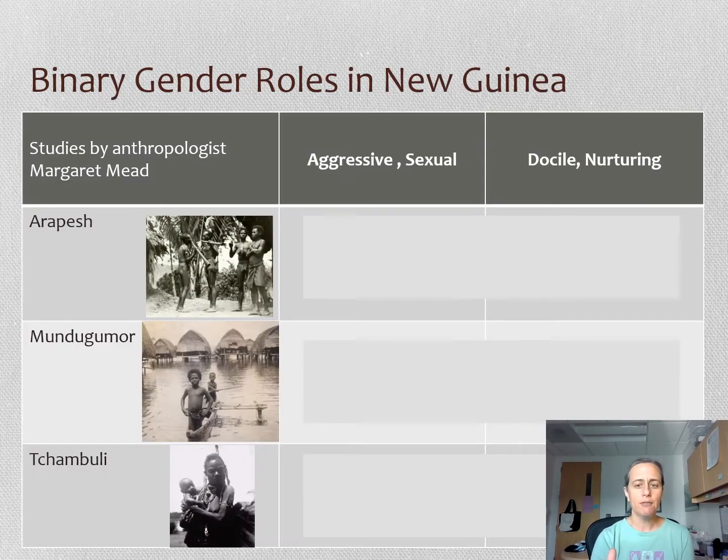So there's a lot of good information in the textbook about this, but to put it in summary, in New Guinea, she found three different communities that were completely geographically isolated from each other. They had not had any contact with each other or with outside cultures until Margaret Mead arrived. And so the Arapash, the Mundugamor, and the Chambuli.